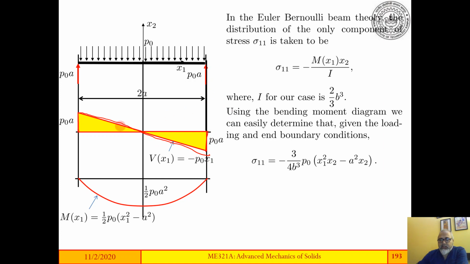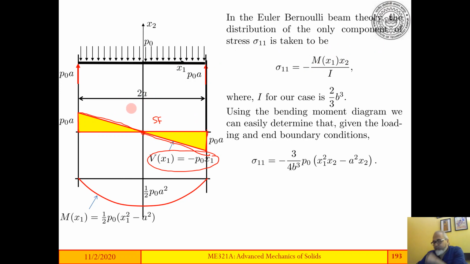So this is your shear force diagram, and if you look at the variation of the shear force, you can write V of x1 as minus P naught x1. So this line can be written as minus P naught x1. If you want to calculate the bending moment diagram from here, you would realize that the bending moment diagram would be parabolic. It would be 0 at this end, and at this end it would be maximum at the center.